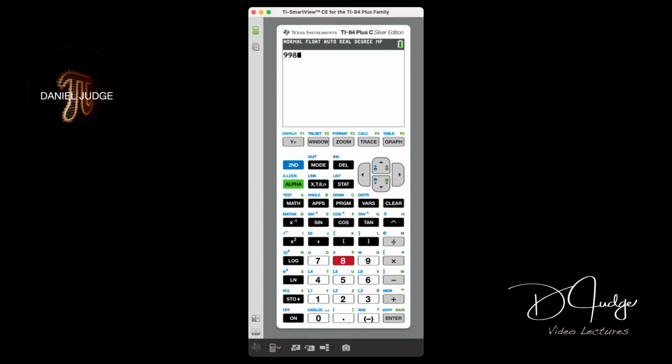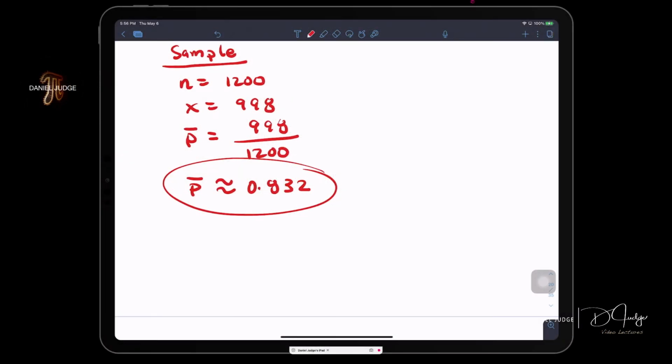$998 successes, that's the X value, divided by 1,200, that's the sample size. So this is going to be 83%. We're going to go nearest thousands, 0.832. So that's about 83.2%. Go to the thousands position. The 1 is in the thousands position. The digit to the right is a 6, so I add 1. So the sample proportion is about 83.2%.